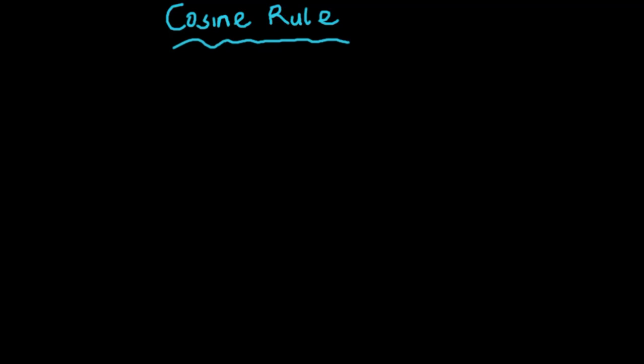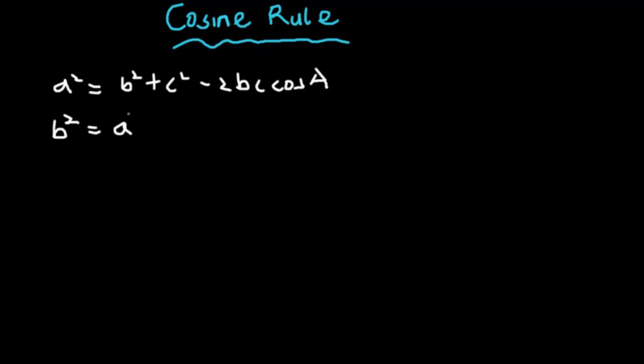In the last video, we talked about the derivation of the cosine rule. And I hope you can still remember the formula. We've got a square equals b square plus c square minus 2bc cos A. And then we can have b square equals a square plus c square minus 2ac cos B.